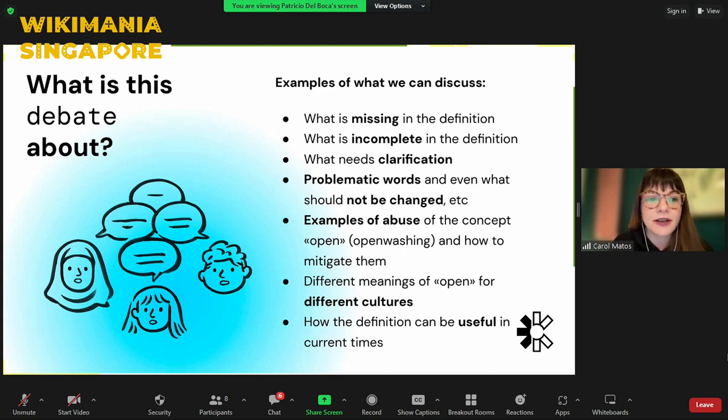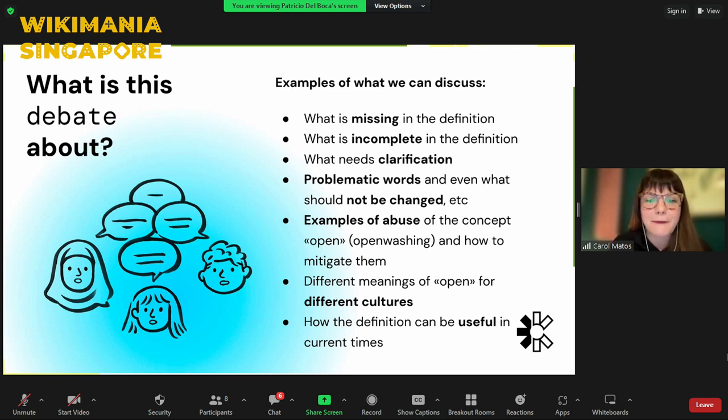So what are the examples of what we can discuss here? We can talk about what's missing in the definition, what's incomplete, what needs clarification. We can talk about problematic words, or even what should not be changed, because at the end of the discussion, we can all agree that this shouldn't be changed, that this is okay as it is.